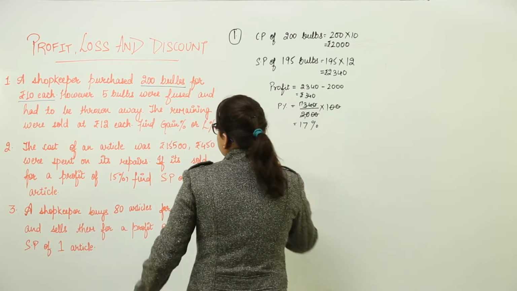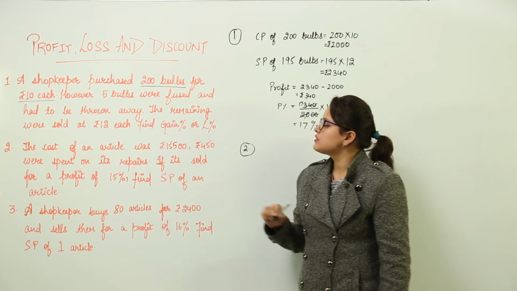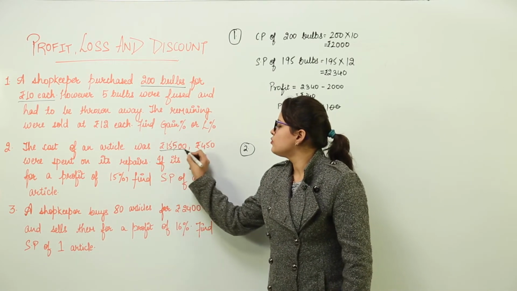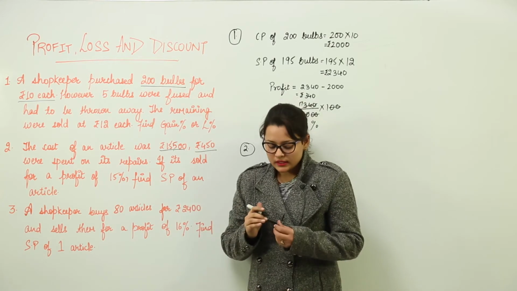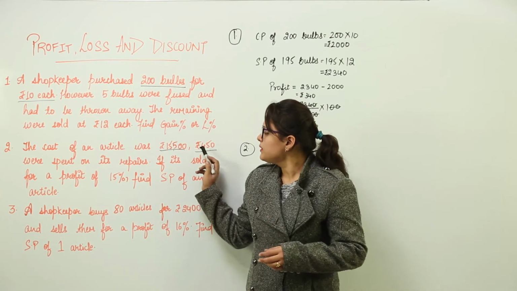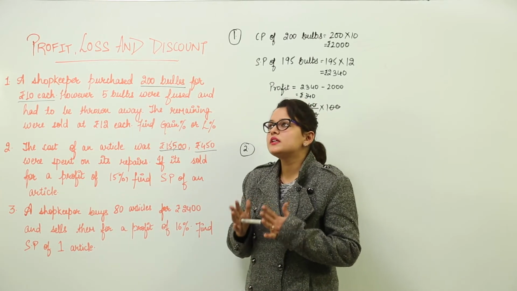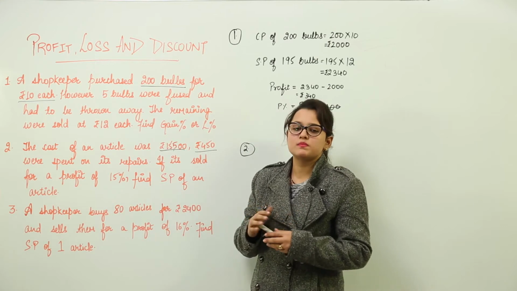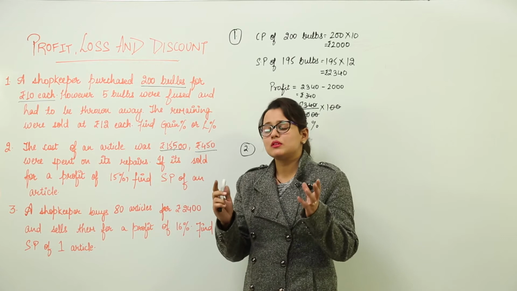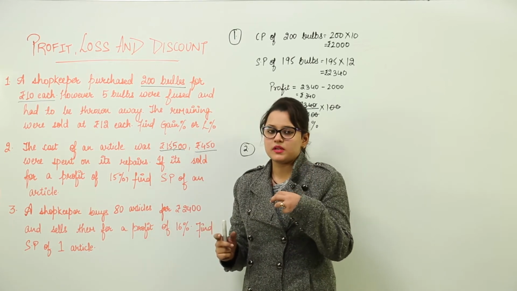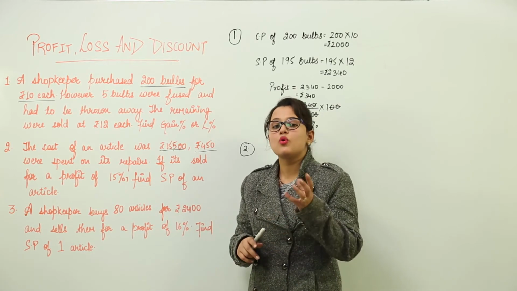The next question. The next question says, the cost of an article was 15,500 and rupees 450 were spent on its repairs. Now, let us discuss what you mean by this amount additionally getting into the repairs. See, this additional amount is your overhead expense. As we discussed, the main cost of the product is your cost price, but whatever additional expenses you incur on that become your overhead expense.